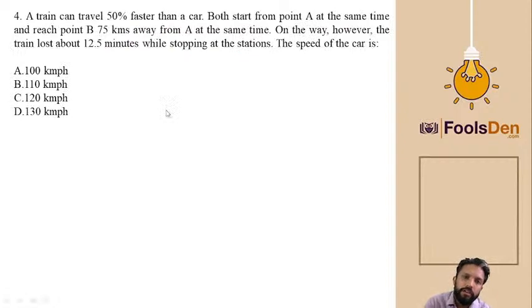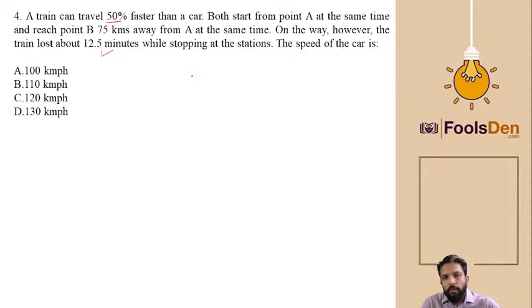Coming to the next question. Let me read it first for you. A train travels 50% faster than a car. Both start from point A at the same time and reach point B, 75 kilometers away, at the same time. Basically, they started the same and reached the same, because on the way the train lost 12.5 minutes while it stopped at stations, while the car traveled continuously.